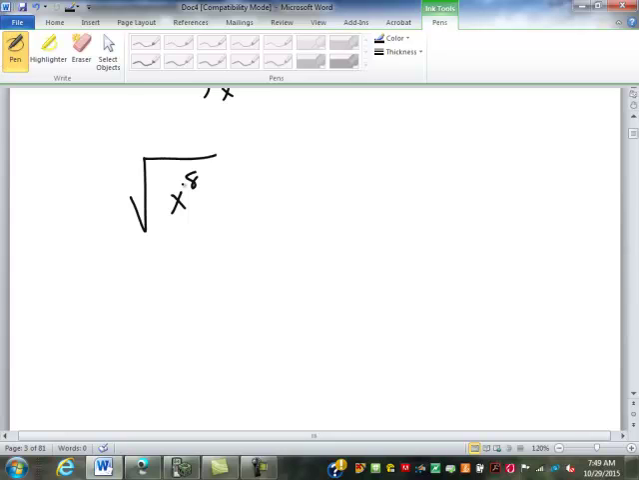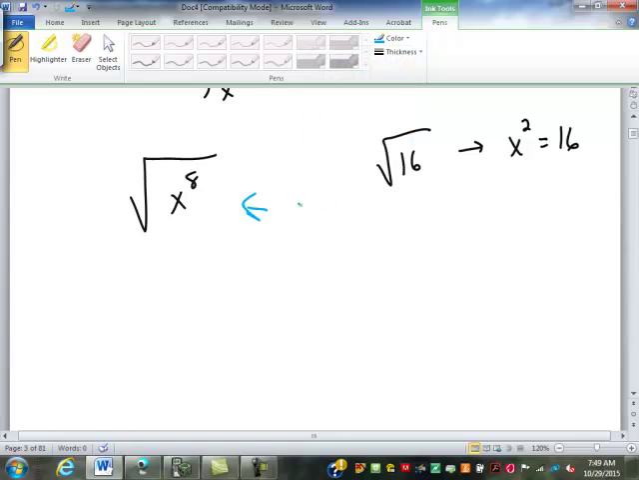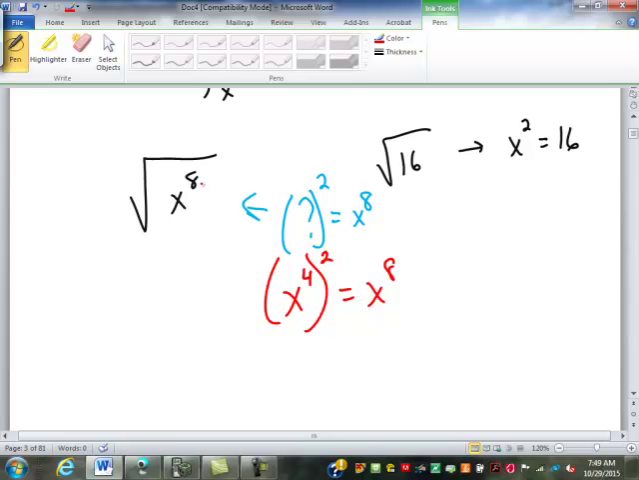Well, remember square root. If I ask you what the square root of 16 is, what that is asking is what number squared equals 16? So what this is asking me is what thing squared equals x to the 8th. Well, if I'm squaring something, what am I going to do to its power? Multiply by 2, right? What times 2 makes 8? 4. So is x to the 4th squared equal x to the 8th? Yeah. So the square root of x to the 8th is x to the 4th.